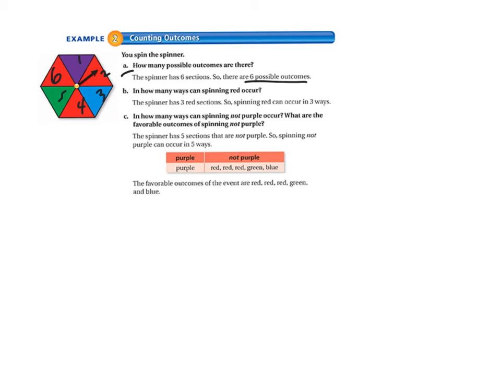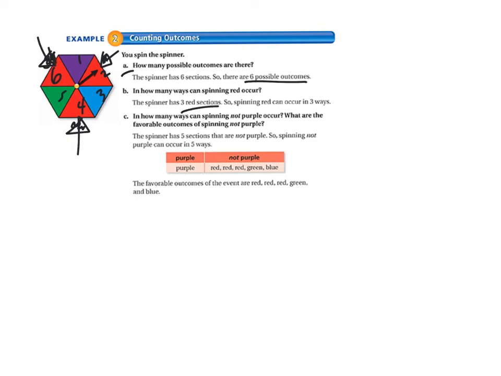B, in how many ways can spinning red occur? So I would just go back to my counter. I would look at all of the sections that are red and count those up. Those are crazy arrows, sorry. So I've got 1, 2, 3 possible reds, 3 red sections.